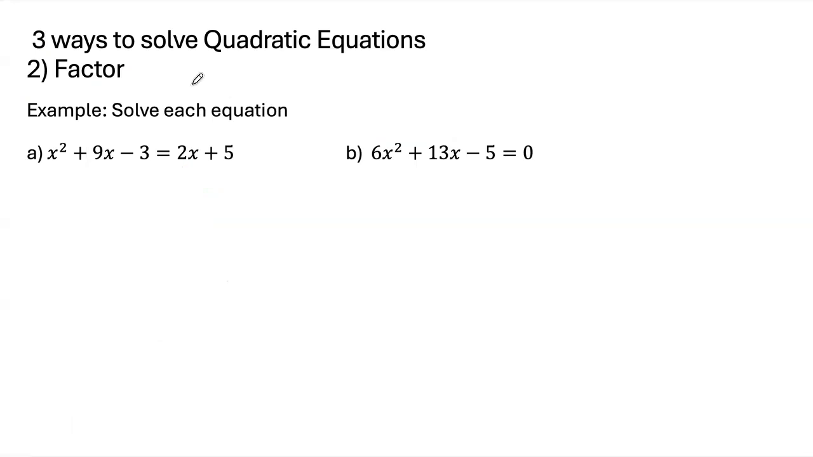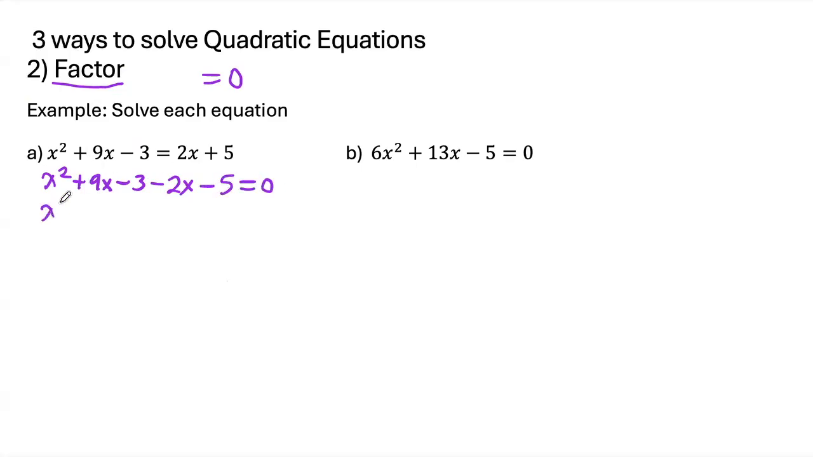Now let's look at the second way to solve quadratic equations. Factoring. If possible, we can factor. For the factoring technique to work, your equation needs to be rearranged to equal 0. So I'll start by doing that with example A. I have x squared plus 9x minus 3. I move the 2x over, becomes negative 2x. I move the plus 5 over, becomes negative 5, equals 0.